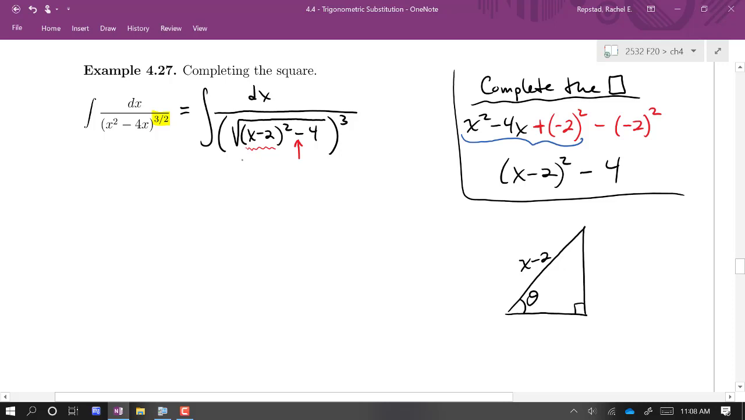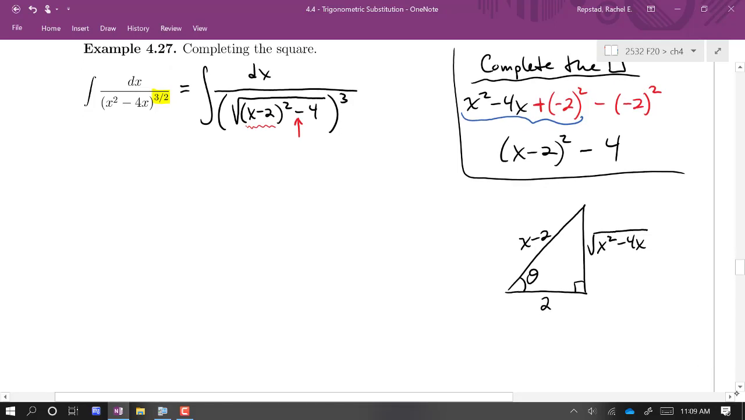And then between the two other sides, one of them will be 2, and then the other will be the radical itself. I'm going to put 2 on the bottom. I'll put the radical on the other side. And just for the sake of making it easier to write, I'm going to write it as x squared minus 4x instead of the other expression. But you could write it either way. Alright, so now we've done all of this setup work. We have our triangle drawn. We need to get expressions to make our substitutions. We need an expression for the radical, for sure.